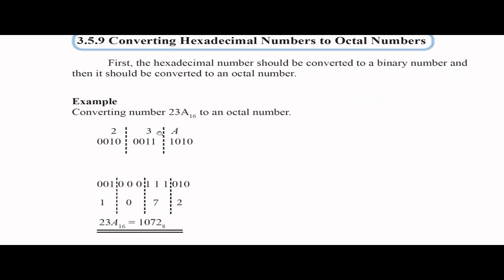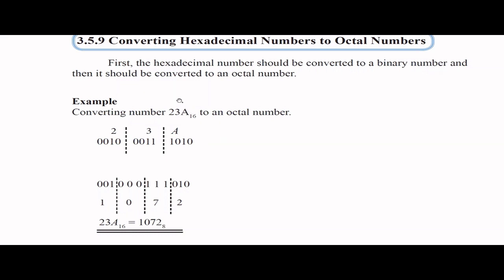So 2, 3, 4, 2, 3, A. You convert each of them with 4-digit clusters. A is 10, 1010, 3 is 11, you put additional 2 zeros. 2 is 10, you put additional 2 zeros. So you make clusters of 4.